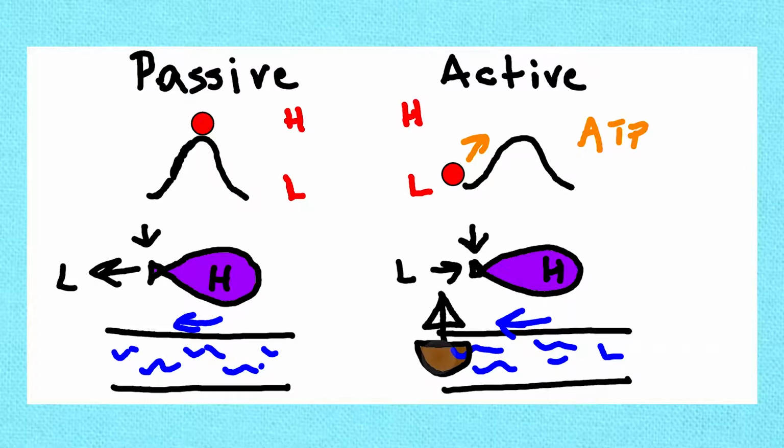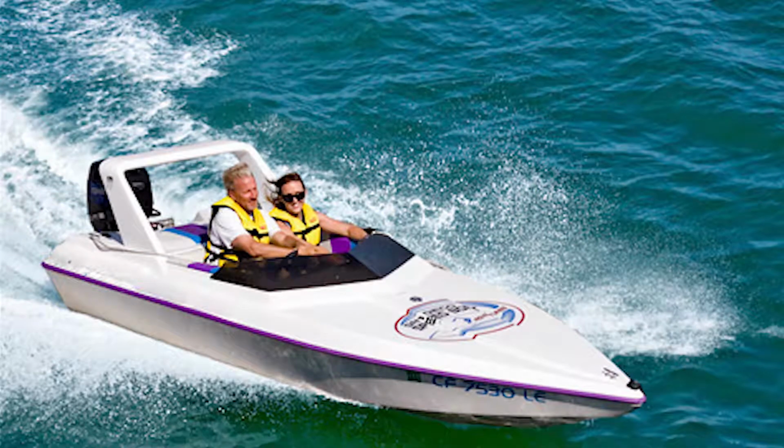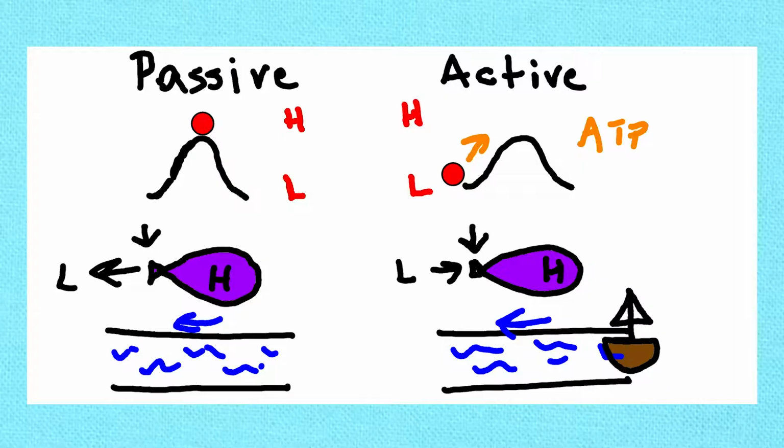In active, if I want to go against this current, it's a little bit more difficult, but I can get some wind power, maybe some oars, maybe even a motor, but it's energy to work my way against the current. In this example, the current is the gradient of the concentration or the pressure.